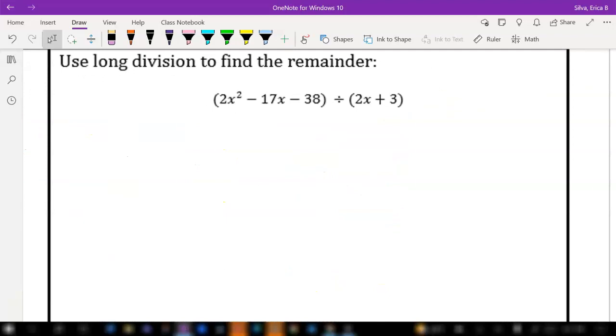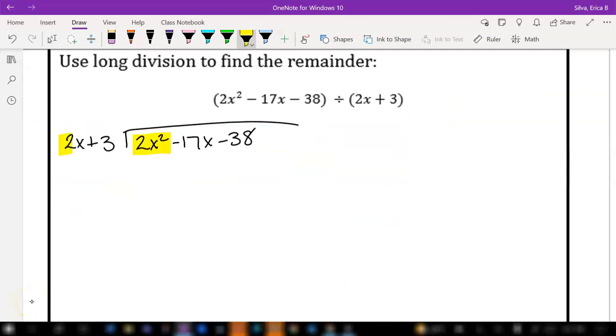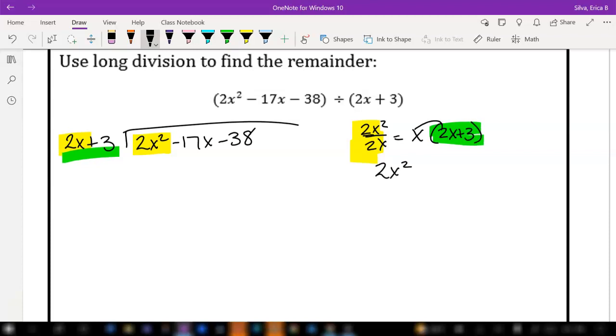Let's go ahead and do the next one. We're going to divide these two. 2x squared divided by 2x. We get x, and then we're going to multiply it by the whole thing. 2x plus 3, distribute: 2x squared plus 3x. That's going to go directly under. And then we're going to change the sign. Cancel, this is a negative 20x. And then we bring down the next term.